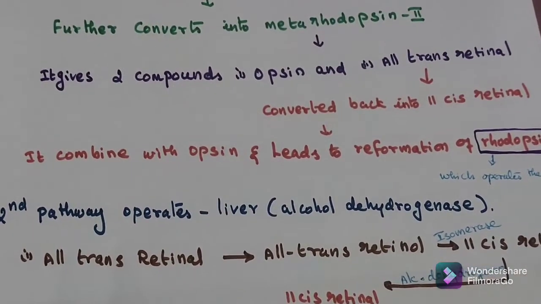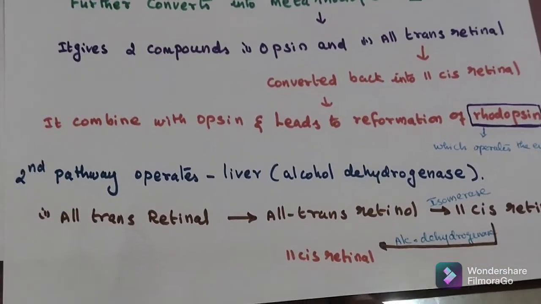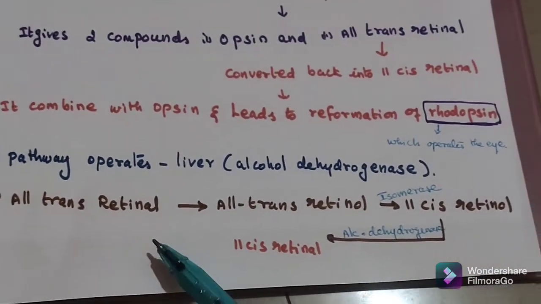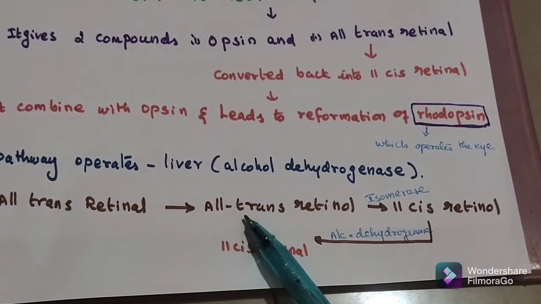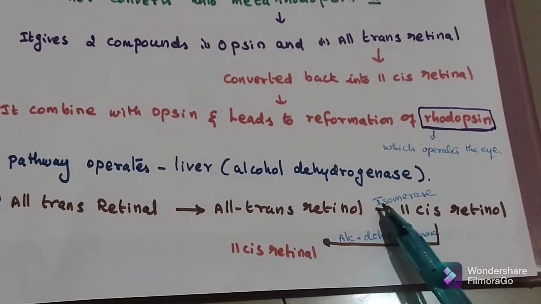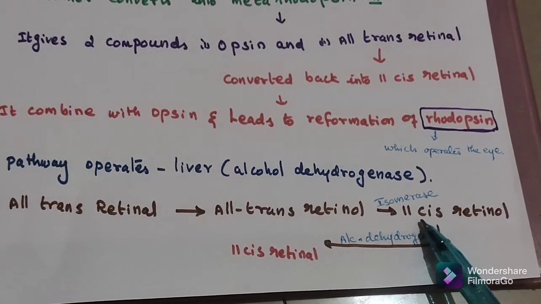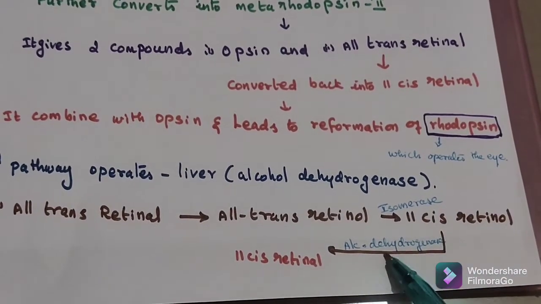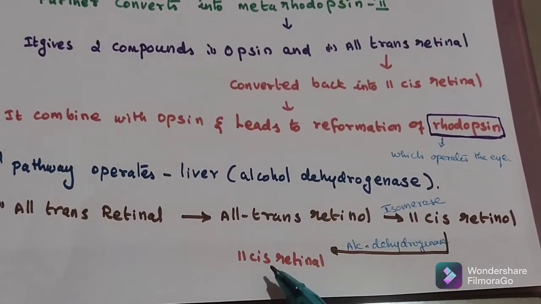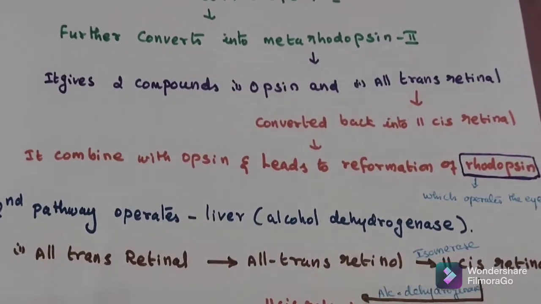The second pathway is operated by the liver. All-trans retinal is converted into all-trans retinol with the help of isomerase, converted into 11-cis retinol. Then alcohol dehydrogenase converts it into 11-cis retinal.